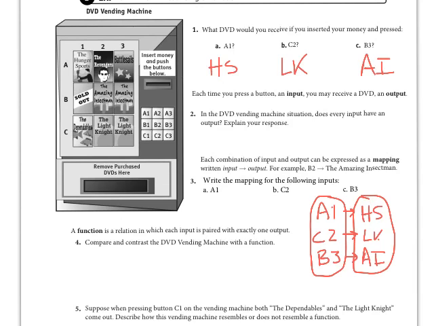Every time I hit B2, the Amazing Insect Man is coming out, right? So every input, every time I push a button, the same thing happens, right? Every time I hit A1, the same thing happens. Every time I hit A2, the same thing happens. That is a function as long as every input like that has exactly one output, okay?